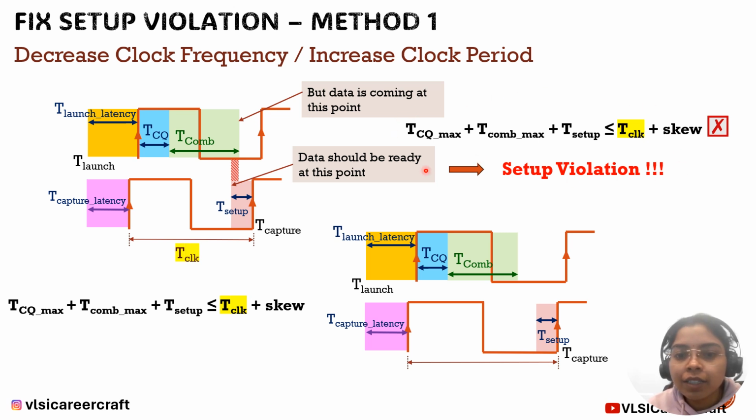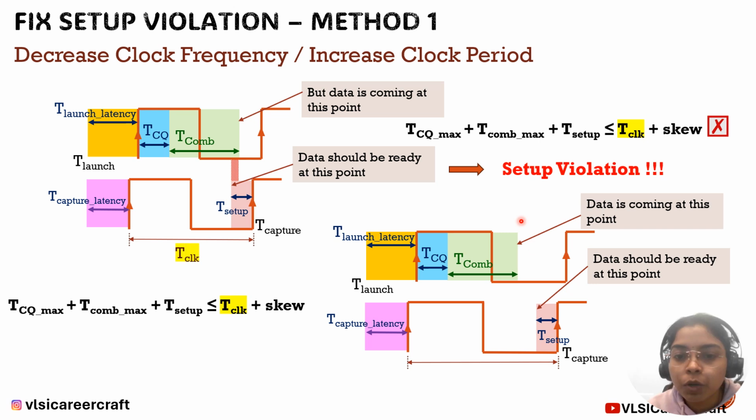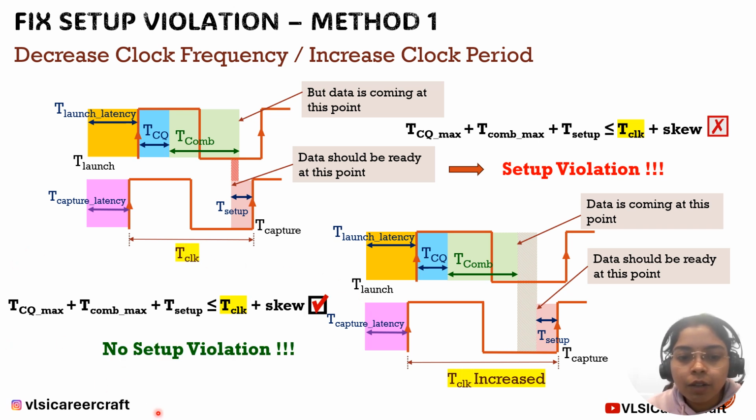So how does this get resolved when we increase the clock period? Let's say in these waveforms, we have increased the clock period. What happens here? The data is expected to arrive at this point, and the data is arriving at this point, which is somewhat before the point where we are expecting. So this allows a certain time frame for the data to arrive. At any point here, the data can arrive and get properly captured by the capture flop, and this condition gets satisfied, which in turn resolves the setup violation.